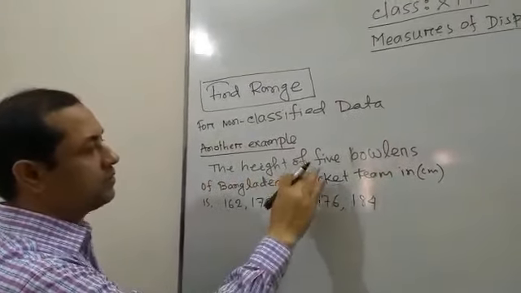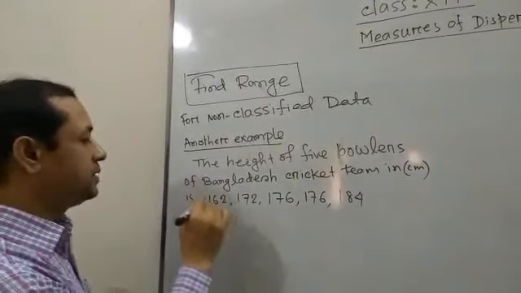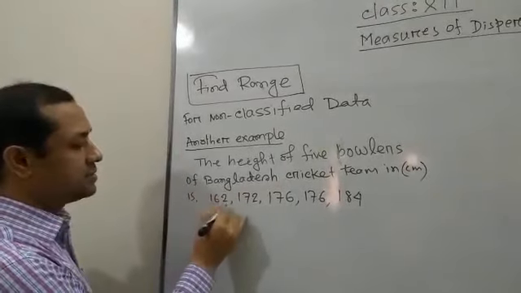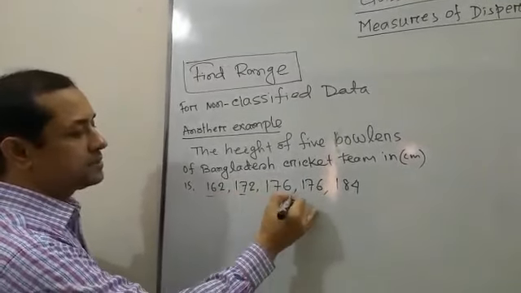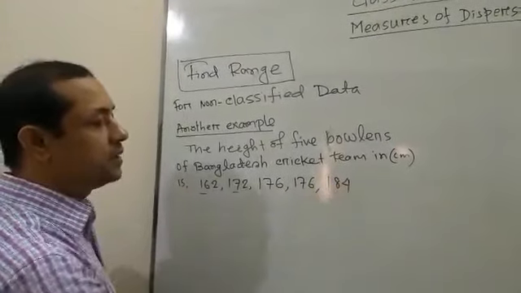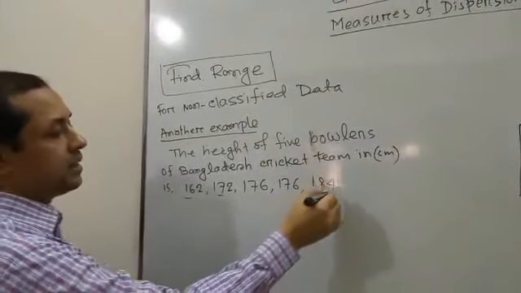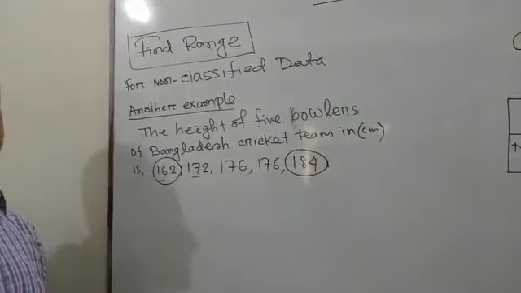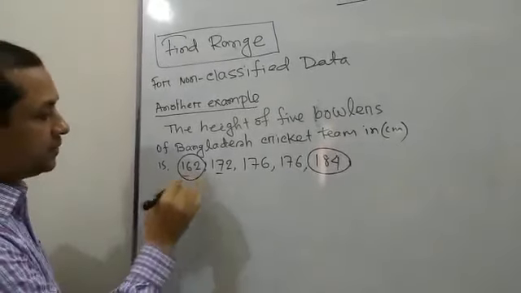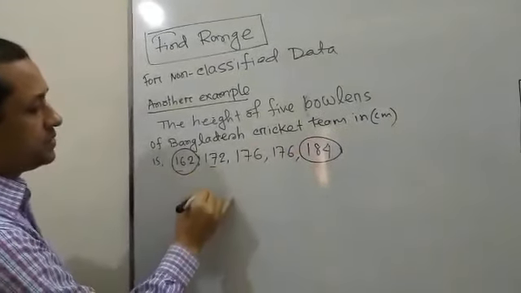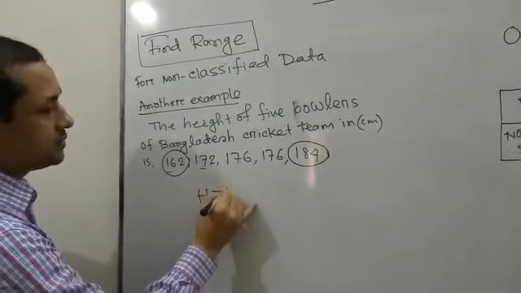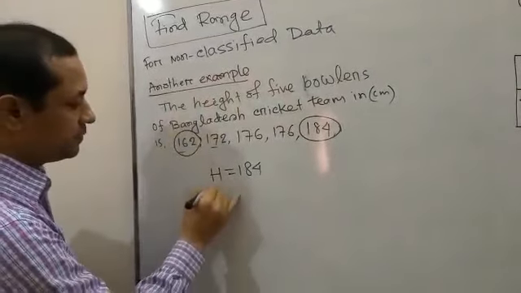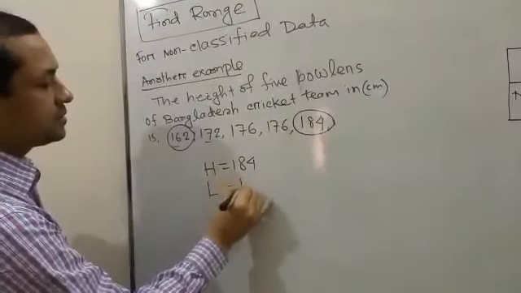For another example, find range and coefficient of range for non-classified data. The heights of five bowlers of the Bangladesh cricket team in centimeters are 162, 172, 176, 176 and 184. Here the highest value is 184 and the lowest value is 162. So highest value H equals 184 and lowest value L equals 162.